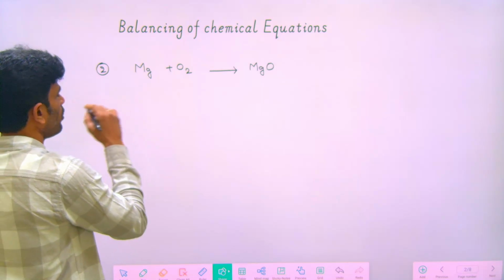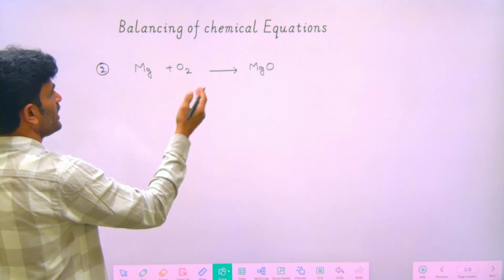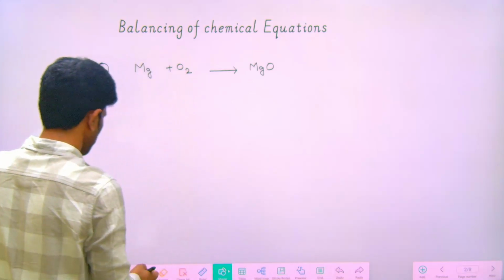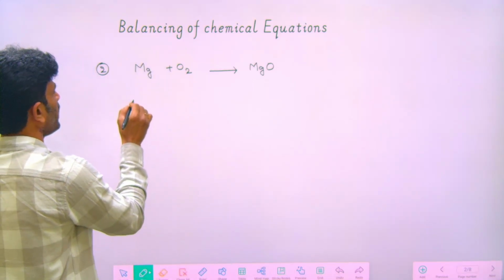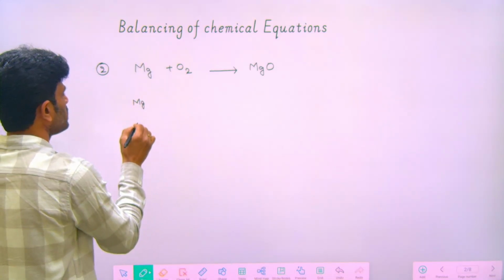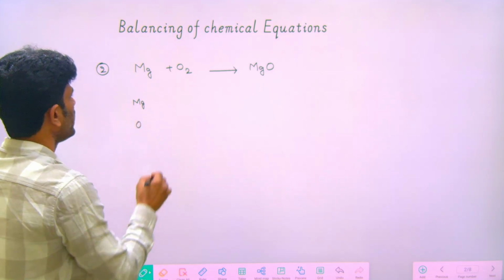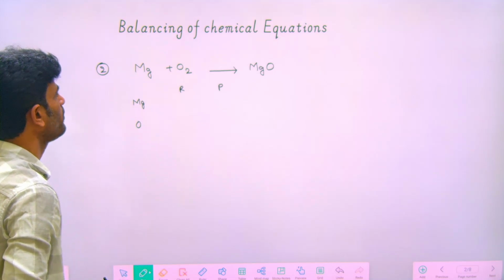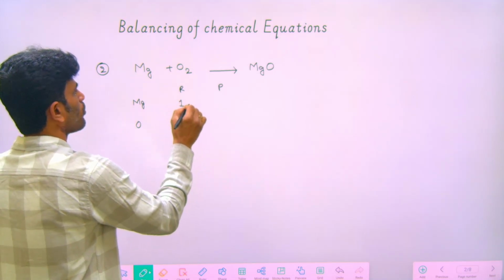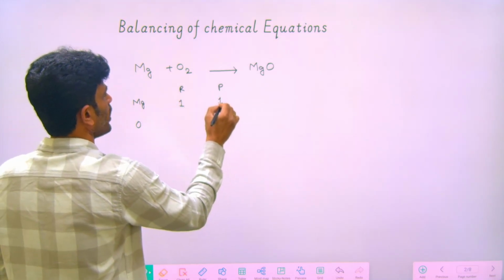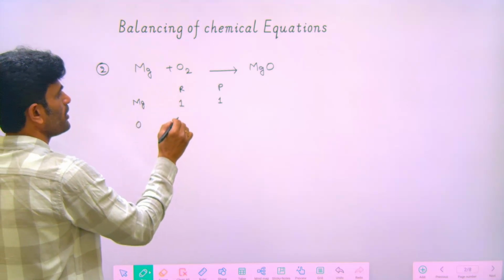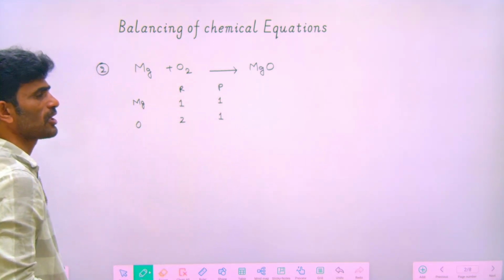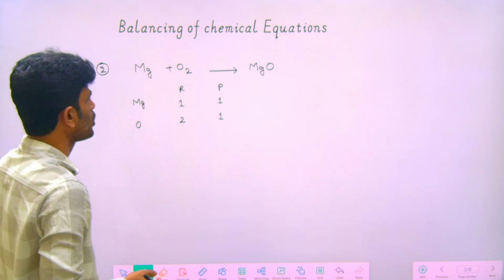So here also we first follow what different atoms we have. We have magnesium and oxygen. Reactant side and product side we have to check. Reactant side, how many magnesium we have? 1. Product side, how many magnesiums we have? 1 only. But reactant side, how many oxygens are there? 2. Product side only 1. So magnesiums are already balanced, but oxygens are not balanced.